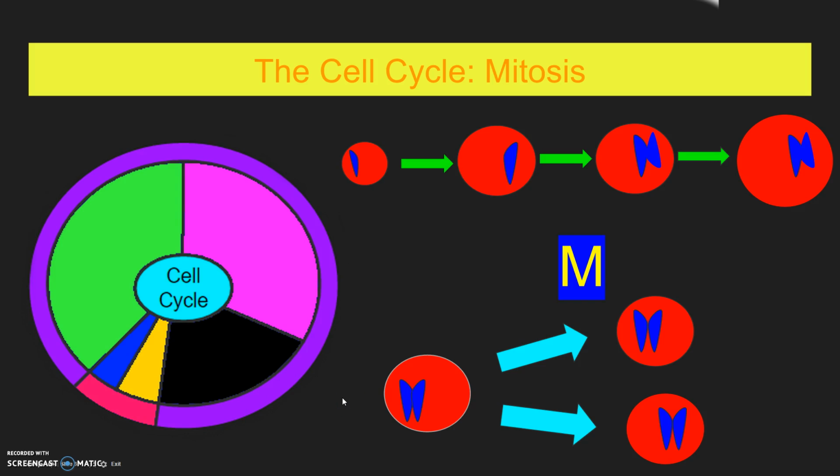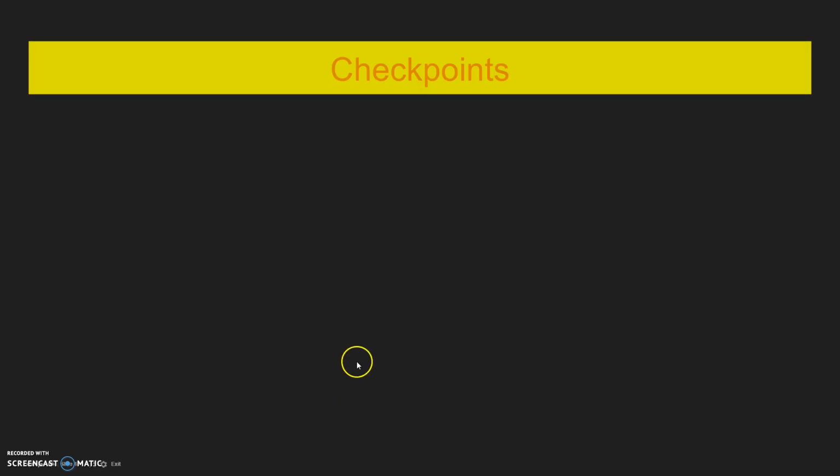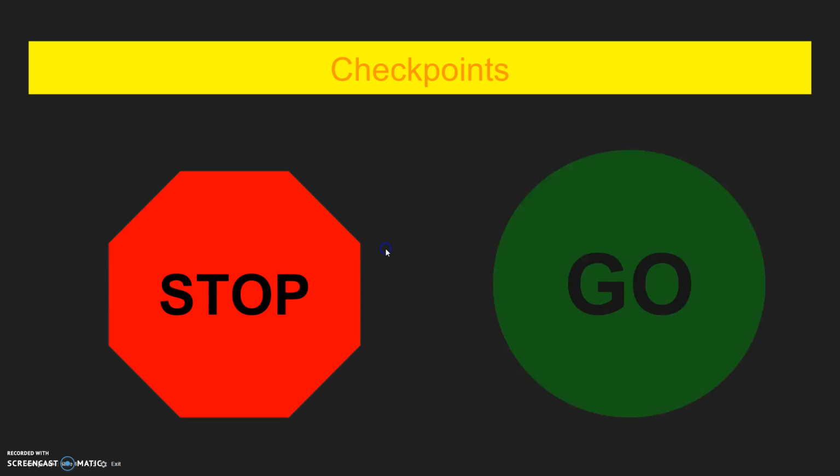Now we're going to move on to the checkpoints. So checkpoints, they run the cell cycle basically and tell it when to enter into the next stage, whether it be G1, S, G2, or M. These checkpoints can be looked at as stop or go signs. So here's a stop, here's a go.